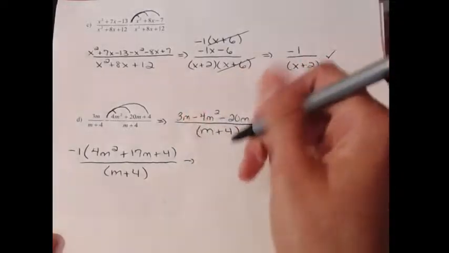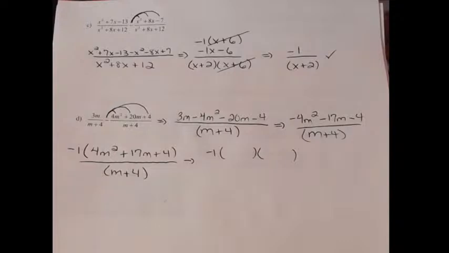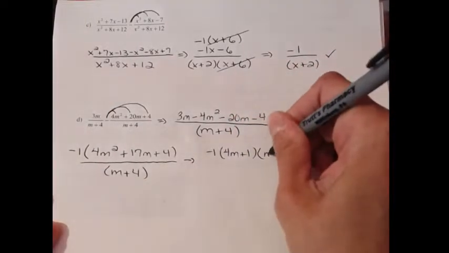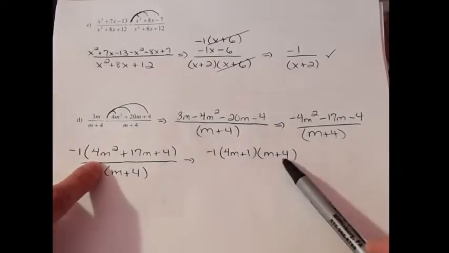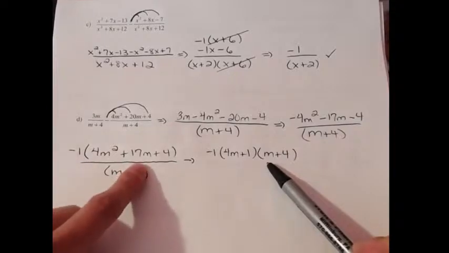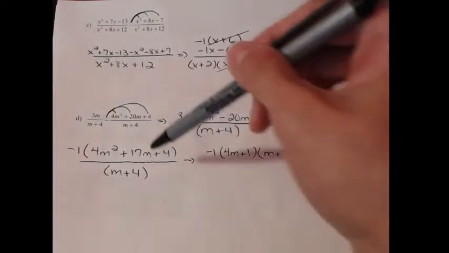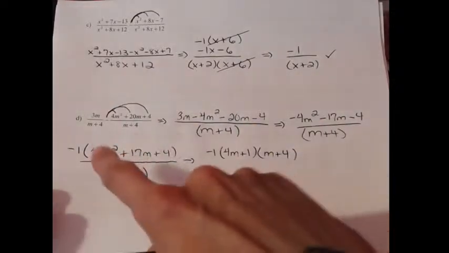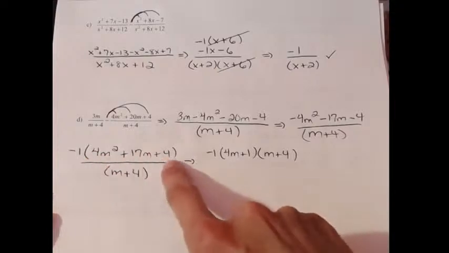Luckily for us, when we factor our numerator, 4m squared plus 17m plus 4, we are left with 4m plus 1 times m plus 4. Notice here, 4m squared plus 16m plus 1m gives us our 17m, plus 4. There's our 4. We also discussed in class that if you wanted to verify that this was correct, you would come back to this problem and test it out. As a reminder, you will be using AC grouping to factor this particular trinomial.